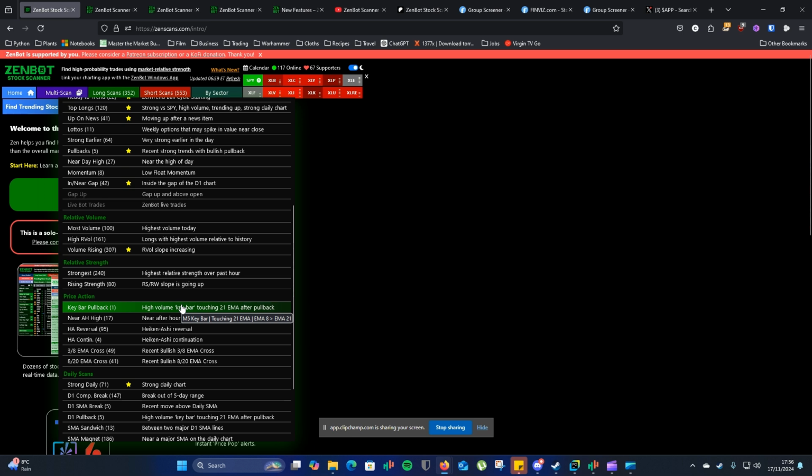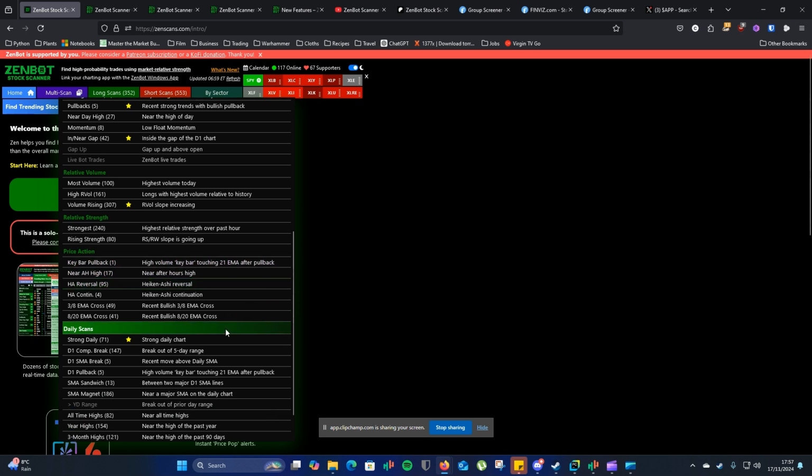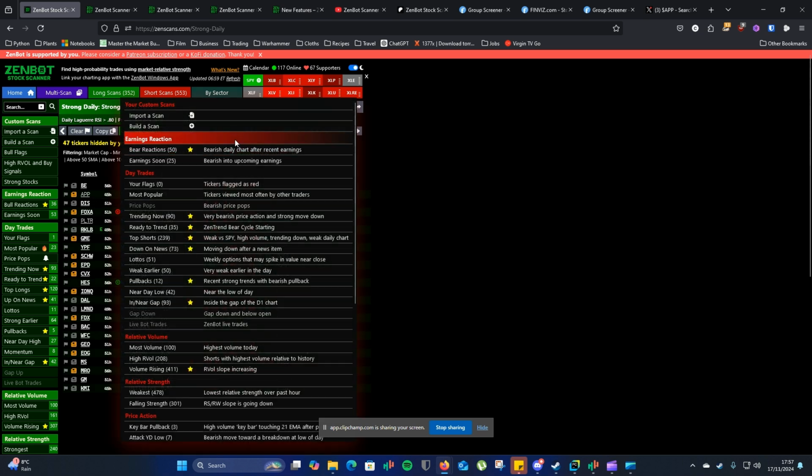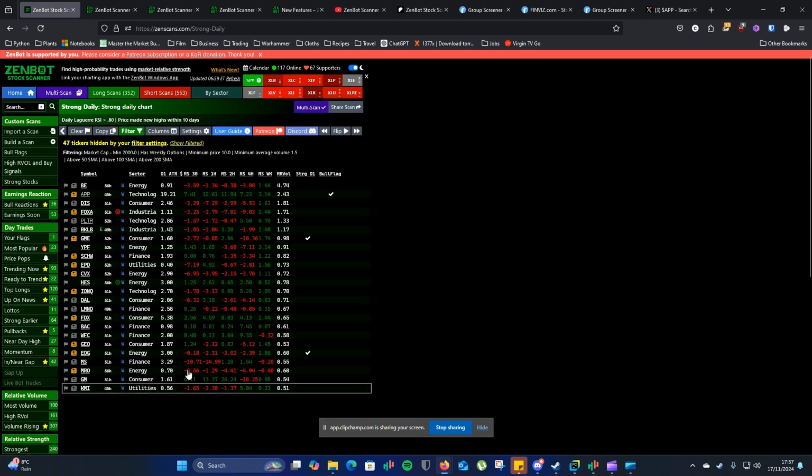I mostly do swing trading over days into weeks. I don't do as much day trading because I'm under the PDT rule and I don't have that much time sometimes to look at those day trades. So one of my favorite ones is strong daily. It's just looking at those with a strong daily chart, and we can see here what the description of that is. So we're looking for LRSI greater than 80 and price made new highs within 10 days. And we get a list of tickers.